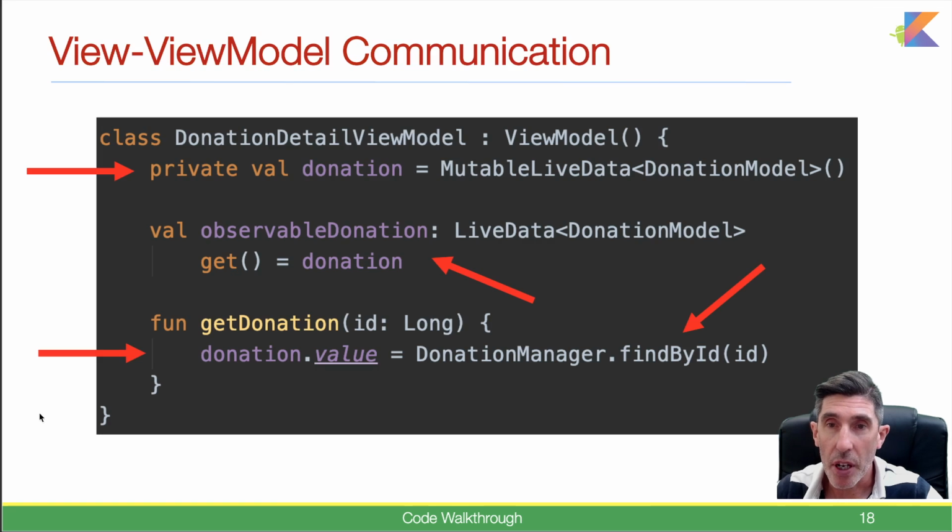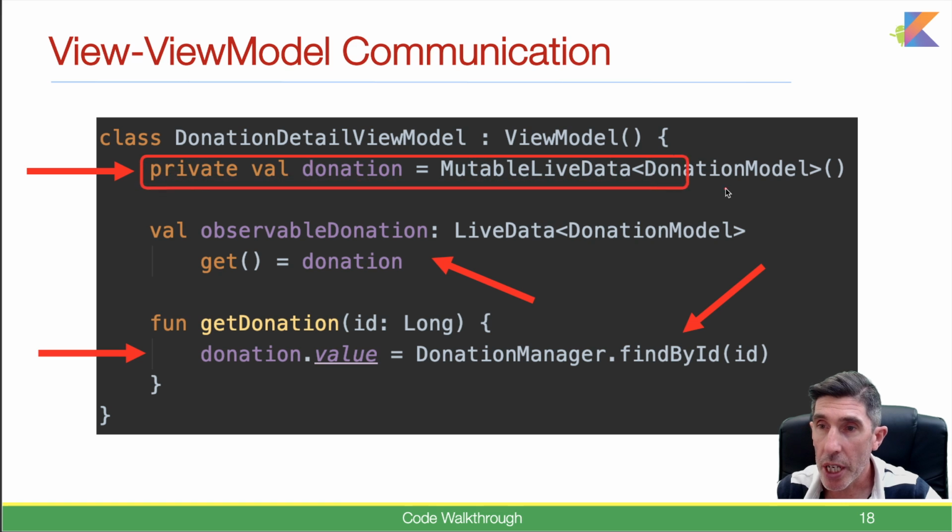So how that works is as follows. Here's our view model. We'll always kind of start with the view models. Our donation detail view model again keeps track of an individual donation.